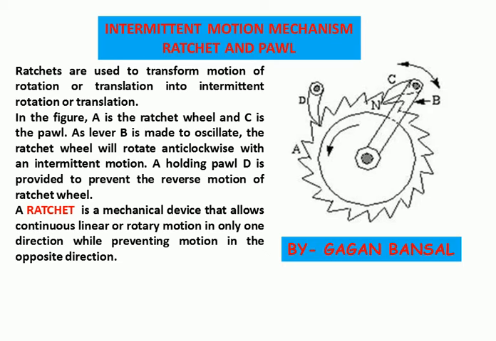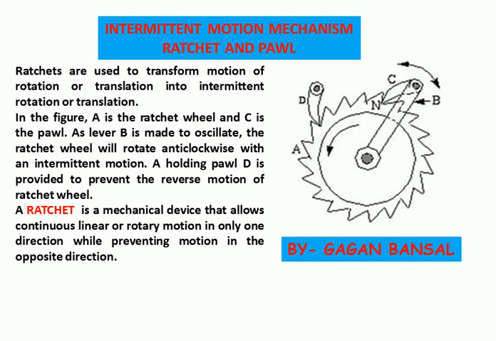You can see in this figure, A is a ratchet wheel, that is a wheel with pointed teeth, and C is the Pawl. As lever B is made to oscillate, you can see in this figure, the ratchet wheel will rotate anti-clockwise with intermittent motion. A holding Pawl D is provided to prevent the reverse motion of the ratchet wheel. This holding Pawl, shown as D, is an additional attachment.